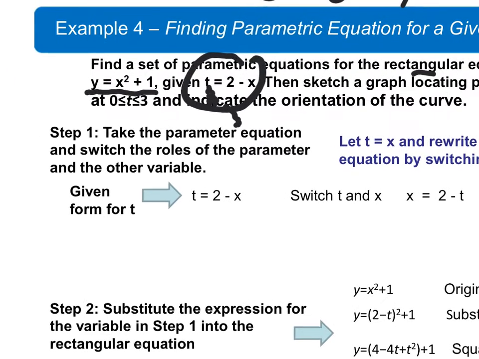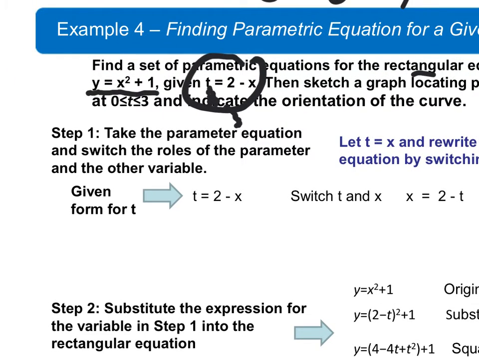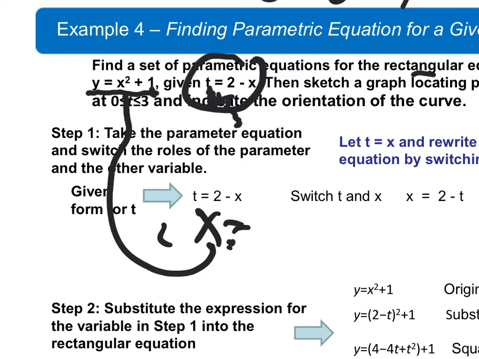So if you already have y equals x squared plus 1, and he tells you, let t equal this, well, then what I'm going to do is take this here and solve it for x. That way, when I get done solving it for x, I can then plug this up into this, and I'll have an equation of y that has t's in there. Okay? So let's see, solve that for x.